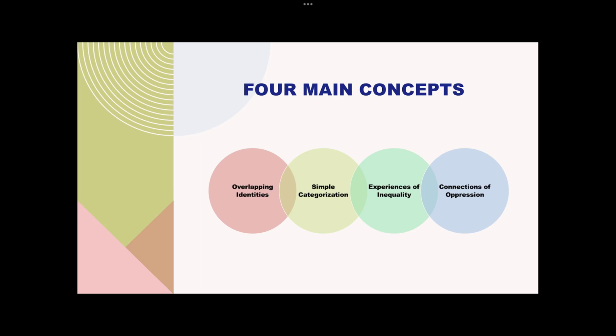2. Simple categorization. This depicts how common it is for someone's identities to blur together, making it easier to succumb to discriminatory views. 3. Experiences of inequality. This is common when dealing with various forms of identities, thus causing oppressive views and disadvantages. Lastly, oppressive connections. This can show how someone's identities can be connected to cause or further oppression.